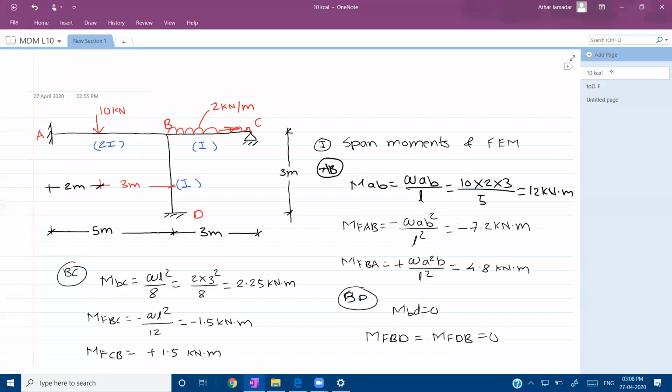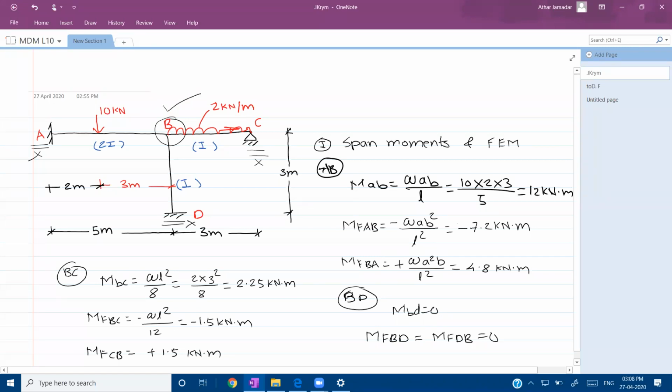Now if you observe here, as per our usual logic, at which point we have to calculate distribution factor? Whenever there is an intersection of column and beam, at that point only we have to calculate distribution factor. Now support A is an end support, so we cannot calculate distribution factor. Similarly, support D is also an end support, and lastly, support C is also an end support, so here also we cannot calculate distribution factor. But joint B, which is the intersection point of beam and column, here we can calculate distribution factor.